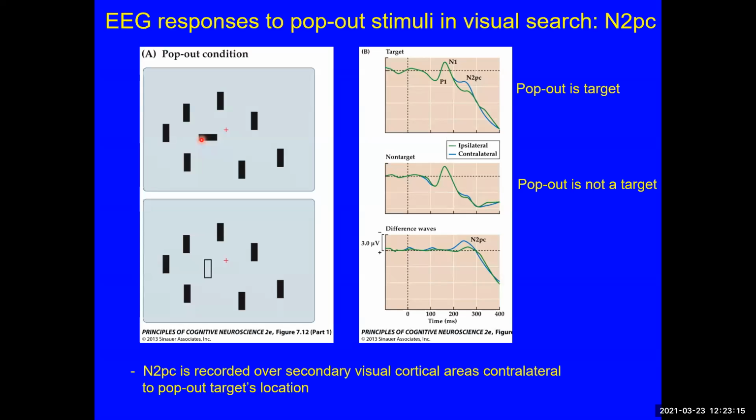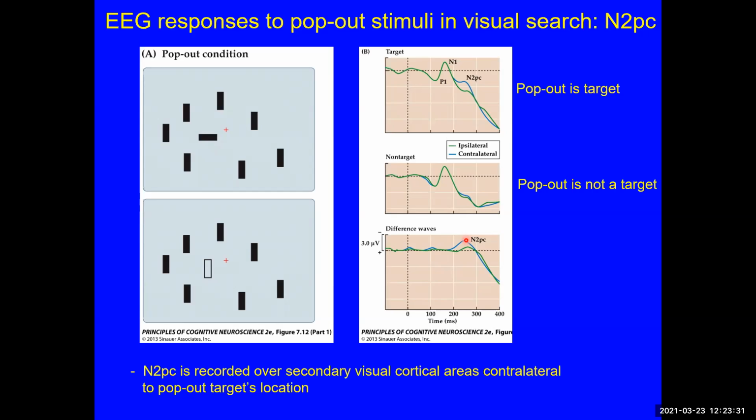All right, and I didn't give you one of those topographic maps that shows the voltage spread out. I probably should have, but at any rate, just take my word for it. This shows up on the opposite side of the visual cortex relative to where the pop-out stimulus is.